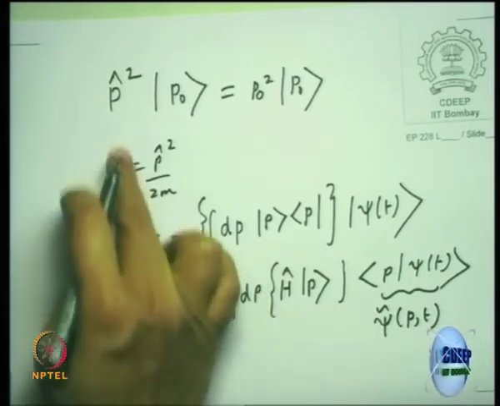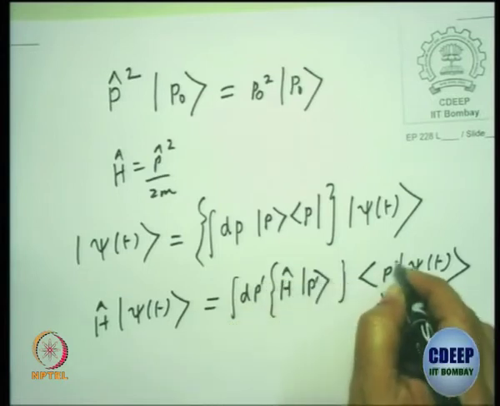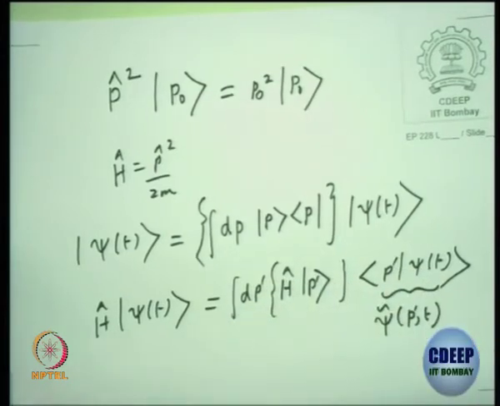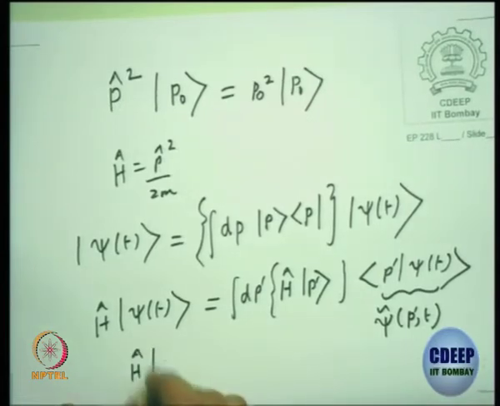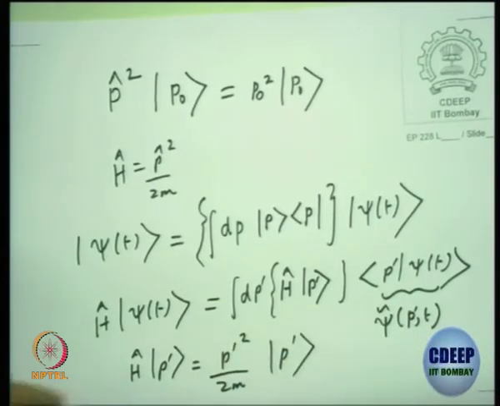And H on p, with H equal to p squared over 2m, will give you just an eigenvalue. So this is just a dummy variable. If you want, you can put a p prime. And then you can use the fact that H hat on p prime is p prime squared over 2m on p prime. It is an eigenvalue equation in the momentum space. If you had done it in the position space, we don't know what p squared over 2m on x is. We need to find out. But here in the momentum space, it becomes very simple to write it as an eigenvalue.